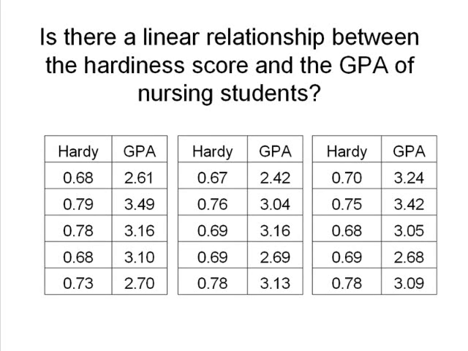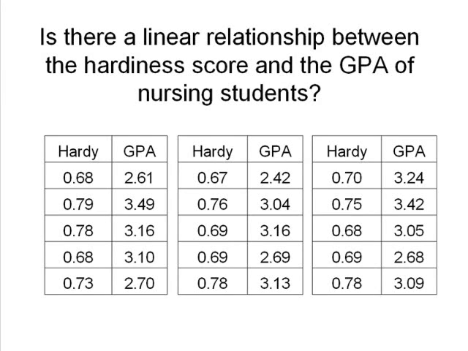We also have the GPAs for the first year of nursing school for each of the subjects in our study. And we have 15 different subjects in this study. So each line in this table represents one student, both that student's hardiness score and that student's GPA.